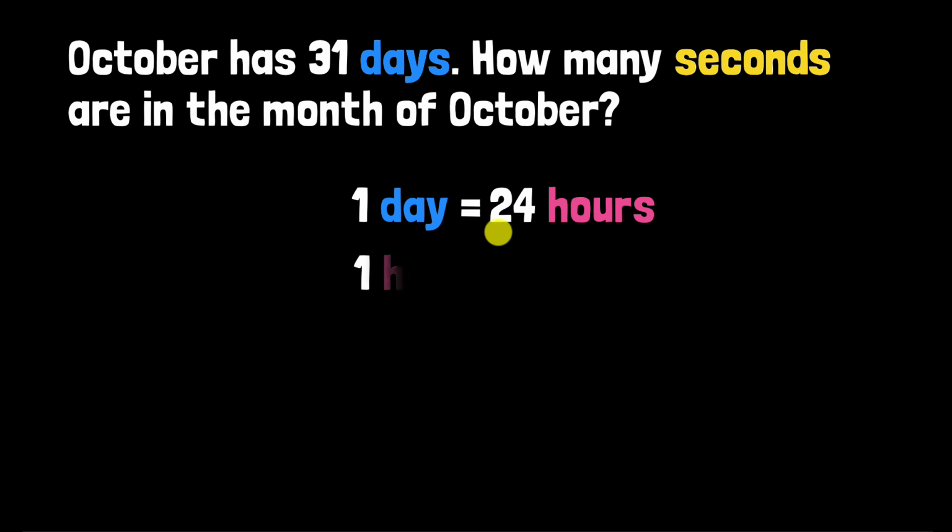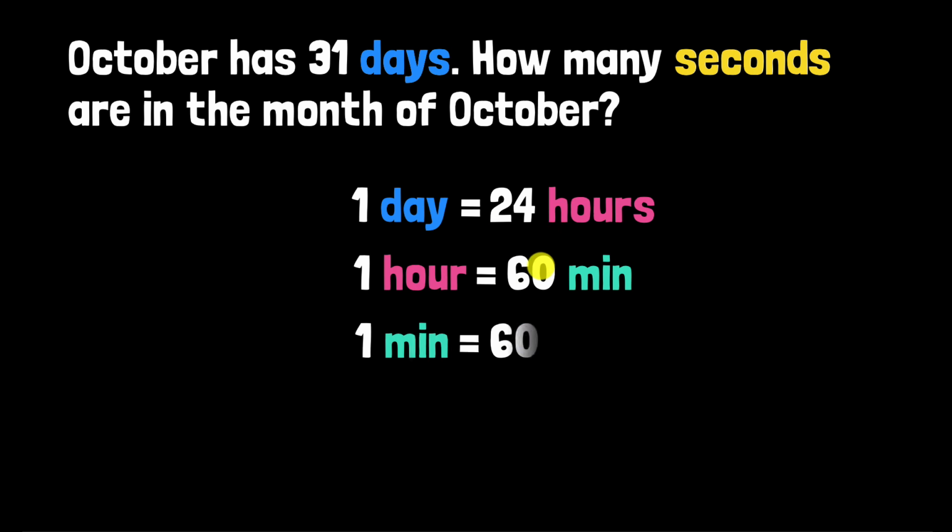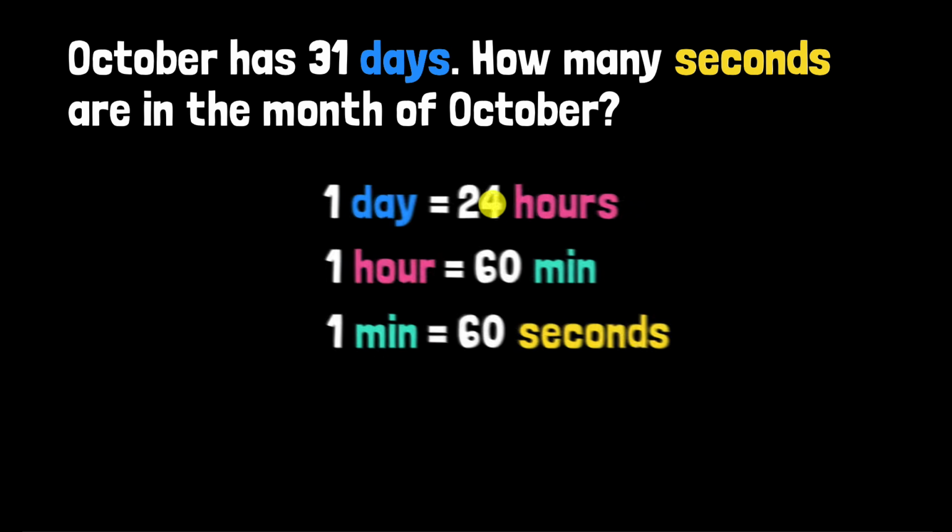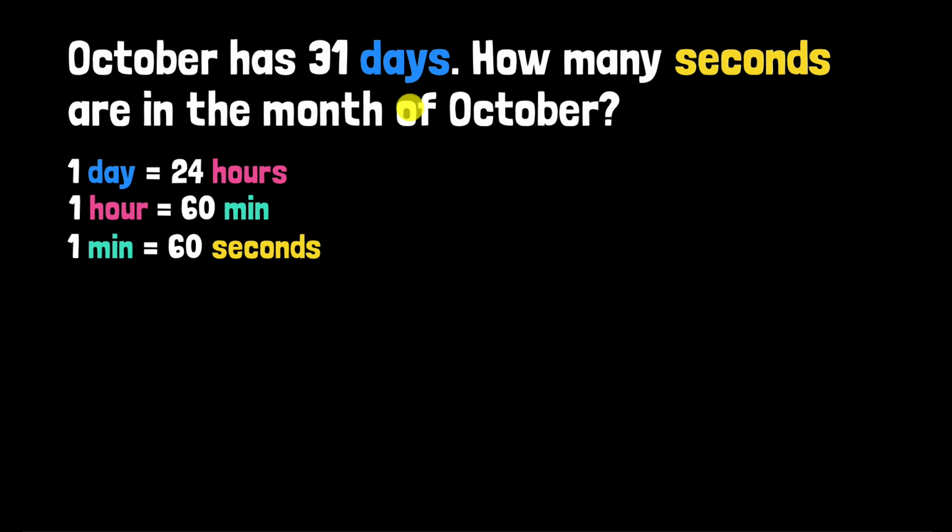I know 1 hour is 60 minutes, and I know 1 minute is 60 seconds. So by using these 3 conversion factors, we can slowly and steadily move from days to seconds. So let's try to do that. The first step is to write down what's given. We're given 31 days.